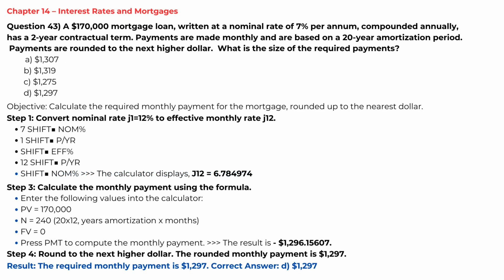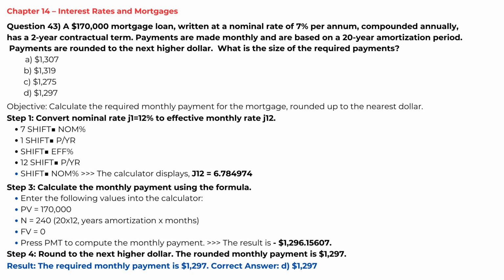Question 43. A $170,000 mortgage loan written at a nominal rate of 7% per annum, compounded annually, has a 2-year contractual term. Payments are made monthly and are based on a 20-year amortization period. Payments are rounded to the next higher dollar. What is the size of the required payments? Objective. Calculate the required monthly payment for the mortgage, rounded up to the nearest dollar.